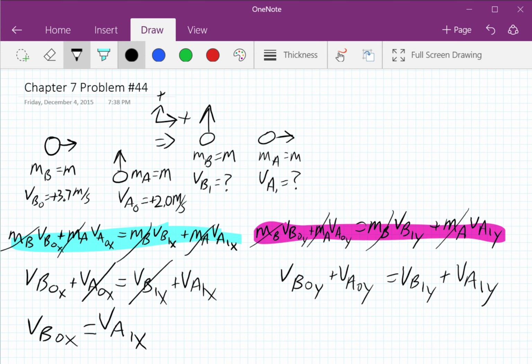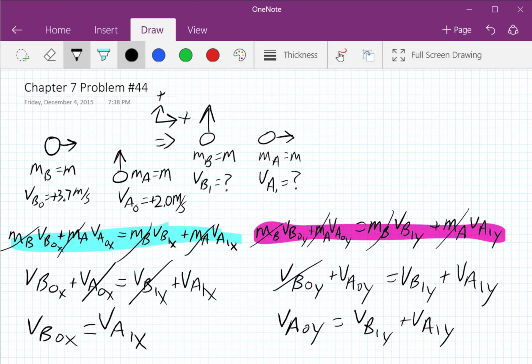And if we look at the y equation, we know that the velocity of B had no y component, so we know that VA initially in the y will equal VB final in the y plus VA final in the y.